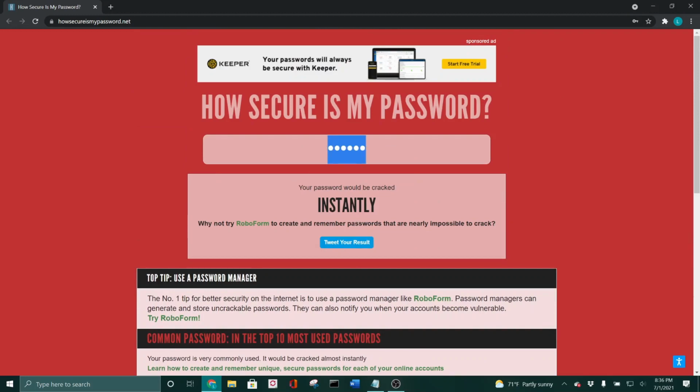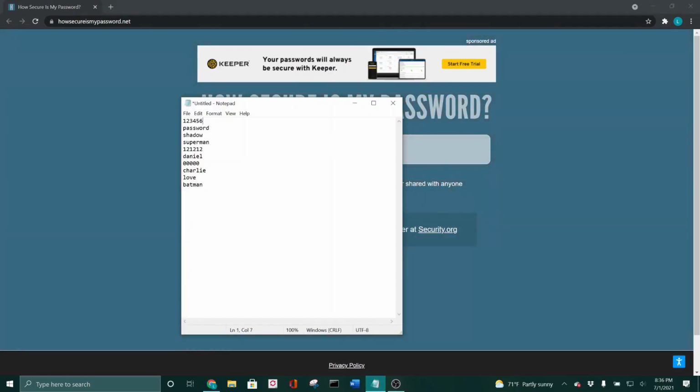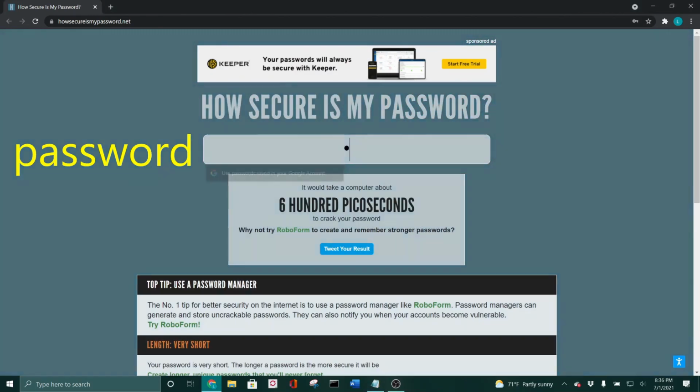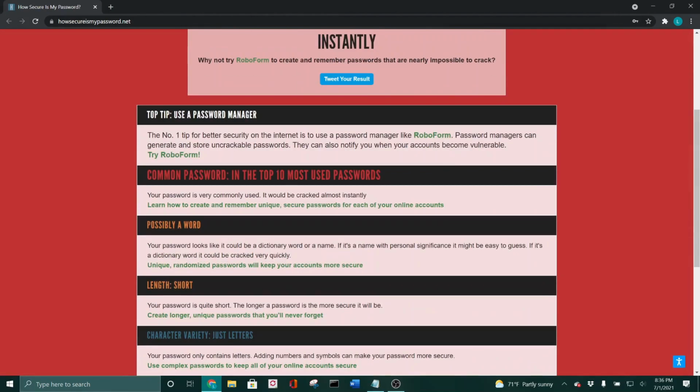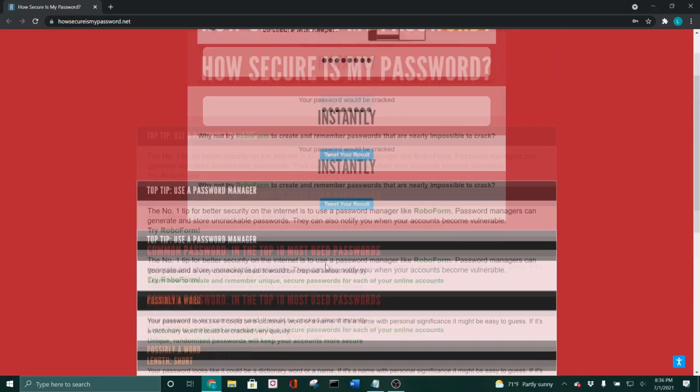All right, let's try one of the other ones. Why don't we try password? It was also instantly cracked. In the top 10 most used, possibly a word, short, just letters.